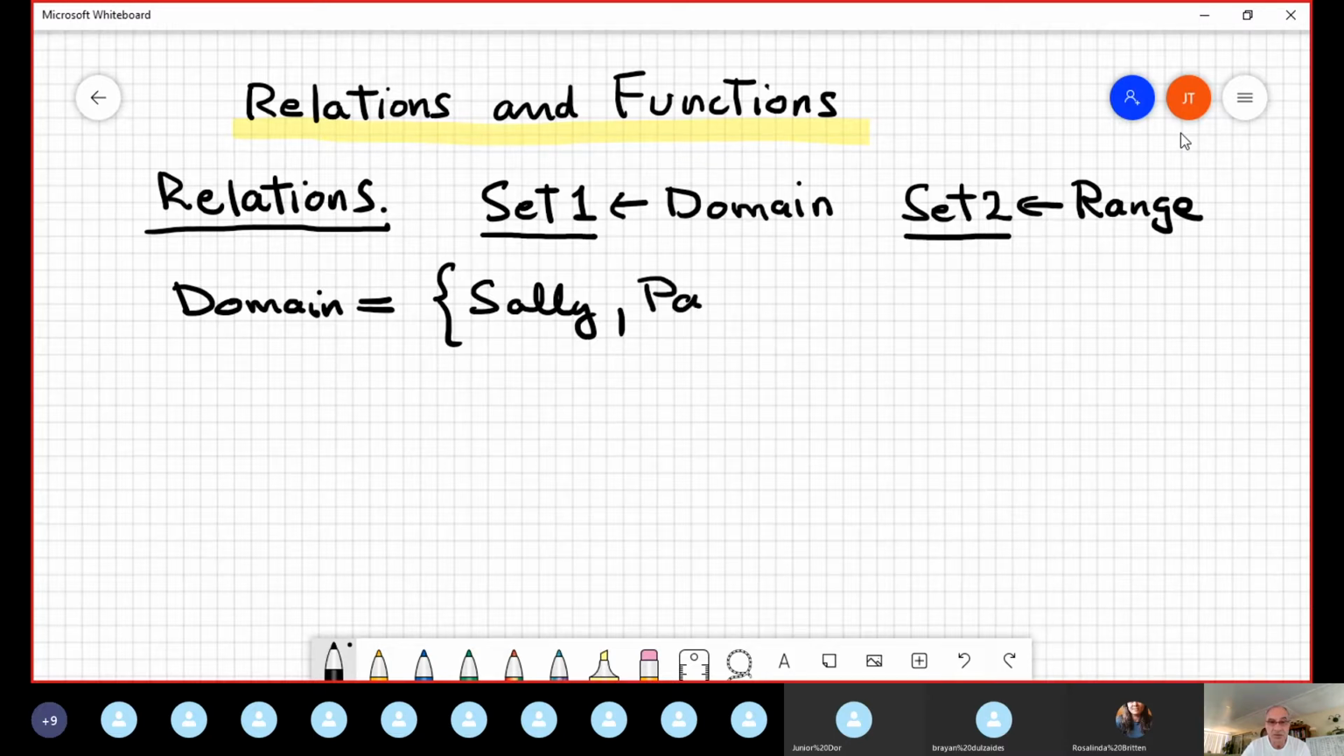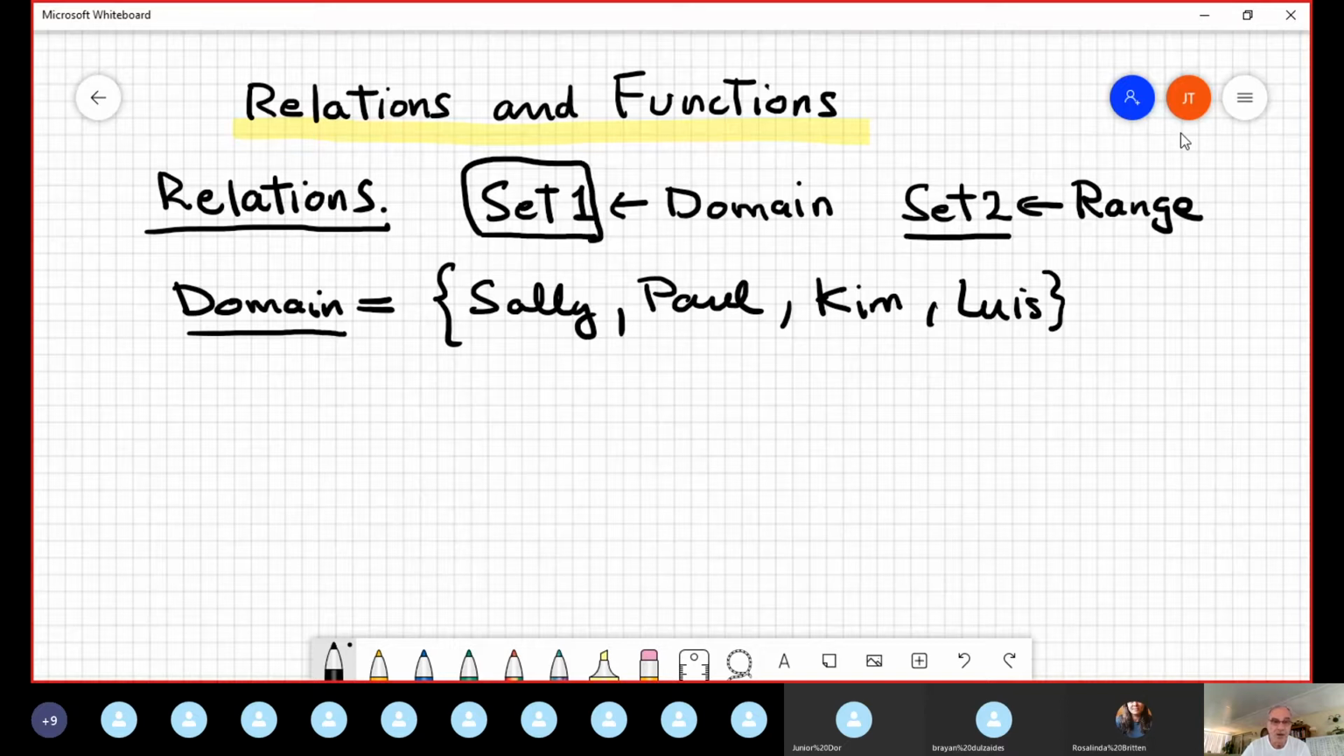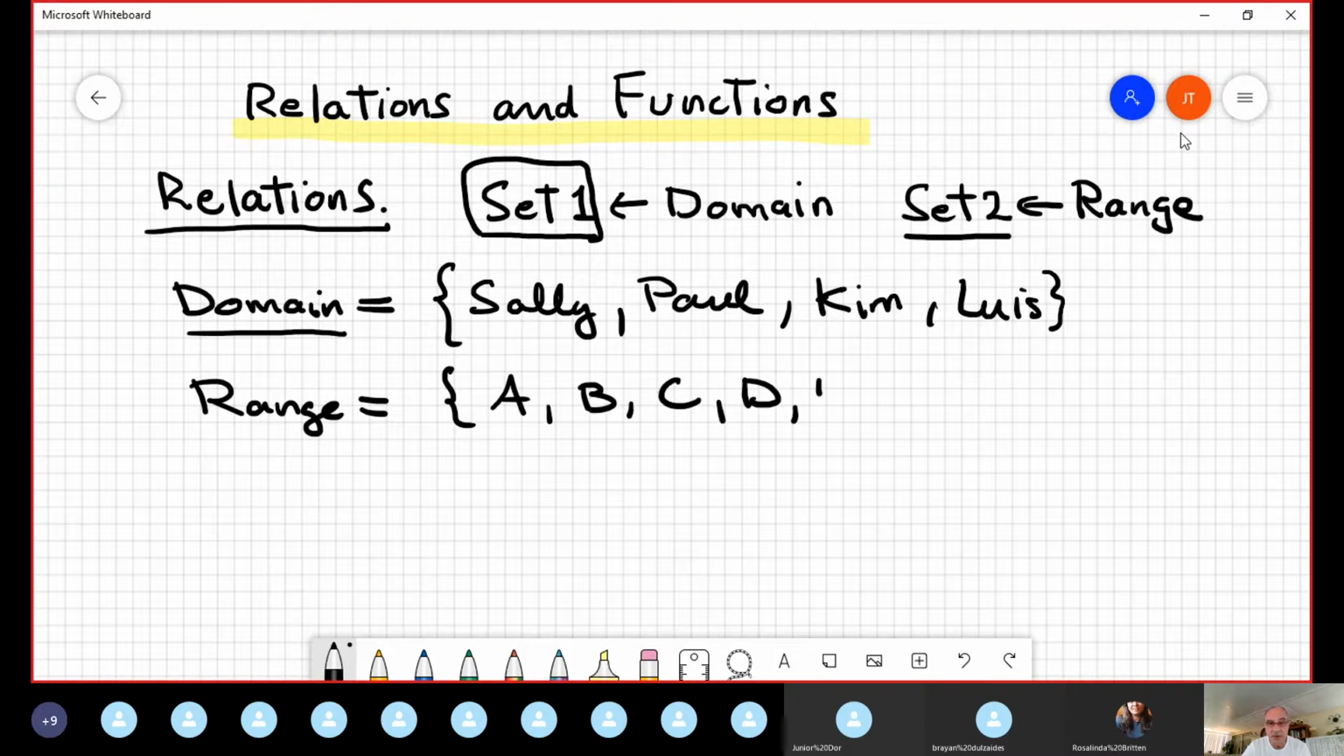Paul. These are students in one class, a hypothetical class, algebra. King and Luis. This is the domain, the set number 1. And now I want to associate. Relation is an association between two sets. And the range is the possible grade that we get in MAC1105: A, B, C, D, or F. Okay, this is the potential grade.